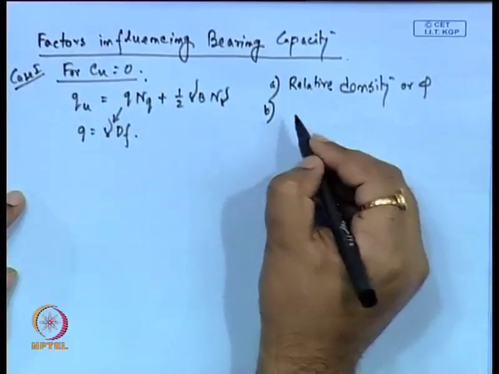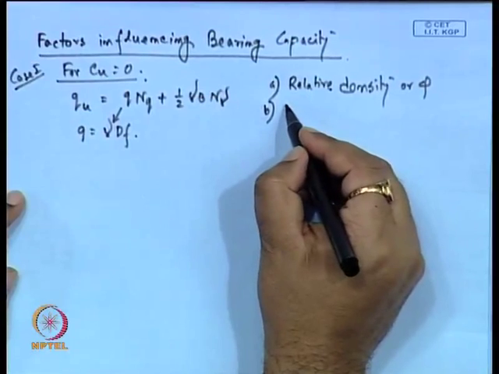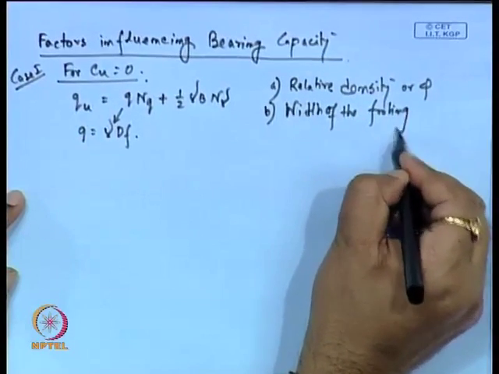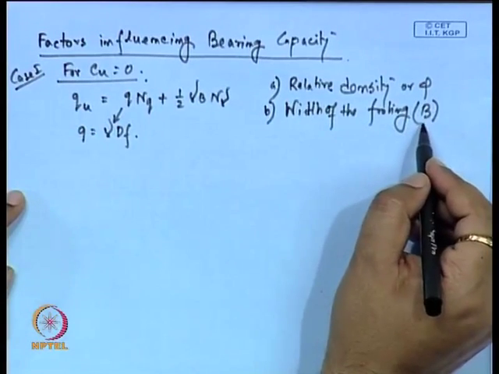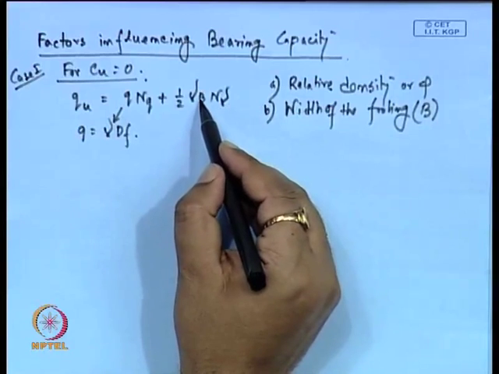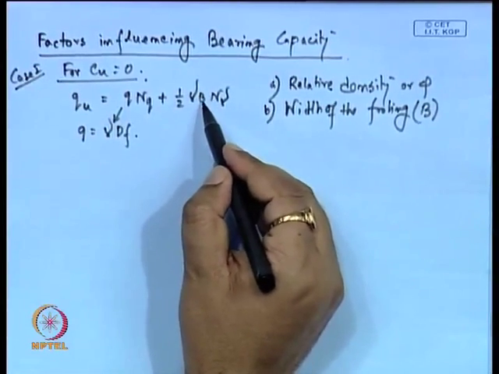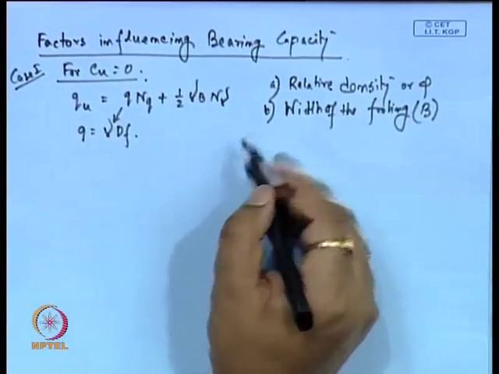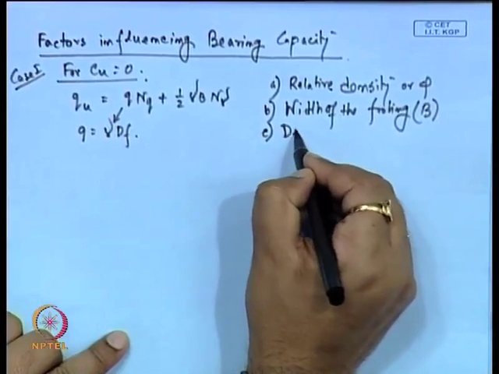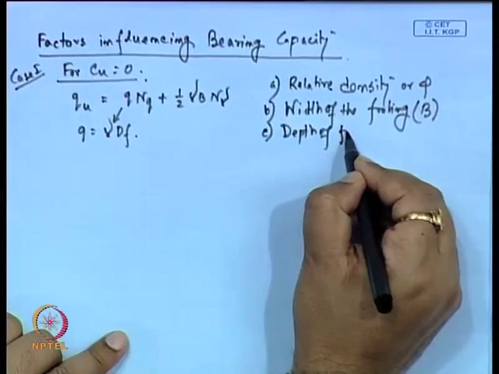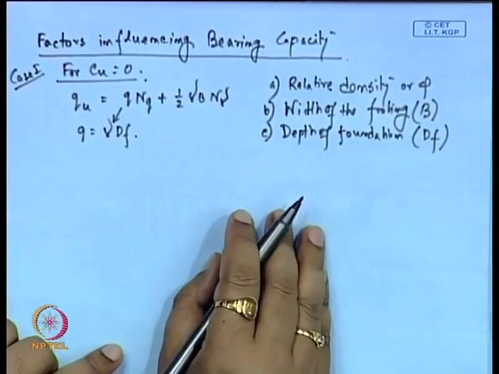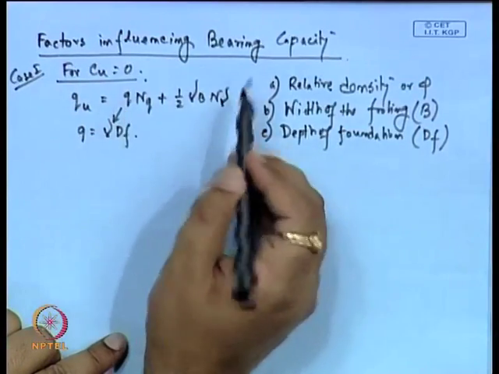Now, the next one, we can say this B term is present there, that is the width of the footing, B. So B also influences the bearing capacity calculation, that means the bearing capacity of the soil. From this expression we can say B also influences the bearing capacity. The next factor is Df, or depth of foundation. So that means this also influences the bearing capacity.